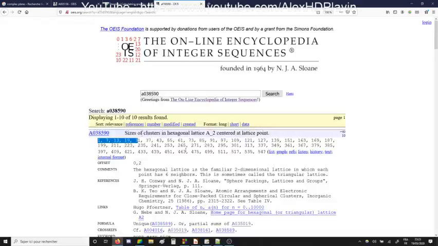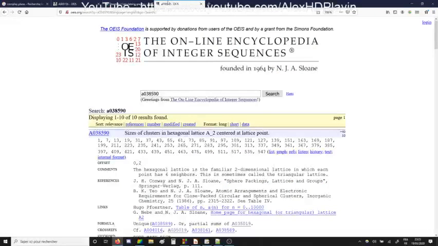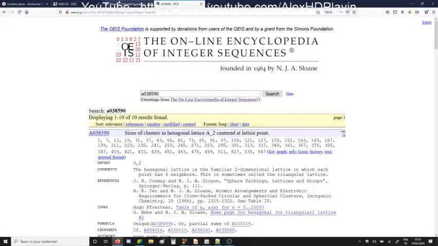So it's actually called the sizes of clusters in the, well, they call it the hexagonal lattice because you can see there's some hexagonal patterns. But it also works as a triangular lattice in a way. But I guess there's only one way to make a hexagonal lattice. I'm pretty sure that's why they call it like that. But yeah, here's the whole list for you to enjoy.